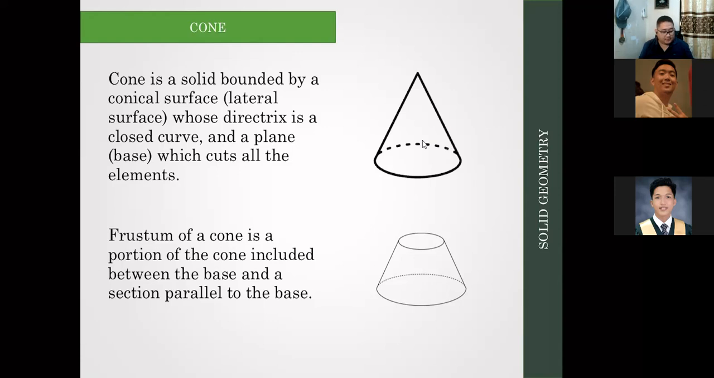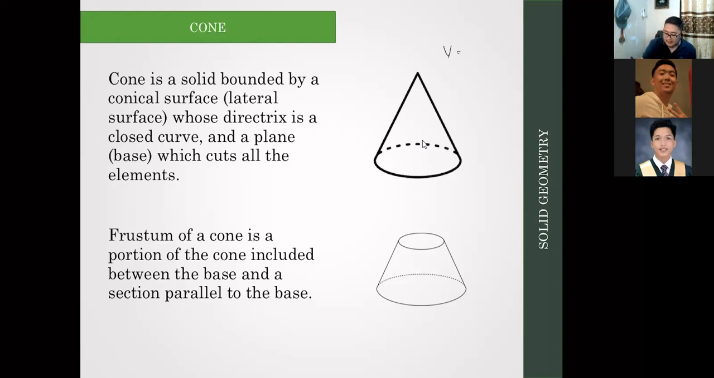Okay? And for the cone, we have a formula. The formula for the cone, the general formula, is volume equals, since the side is slanted, 1/3 area of the base times height. Okay? So it depends on the size and shape of our base. For this one, it's circular, so this will be 1/3 pi r squared h.